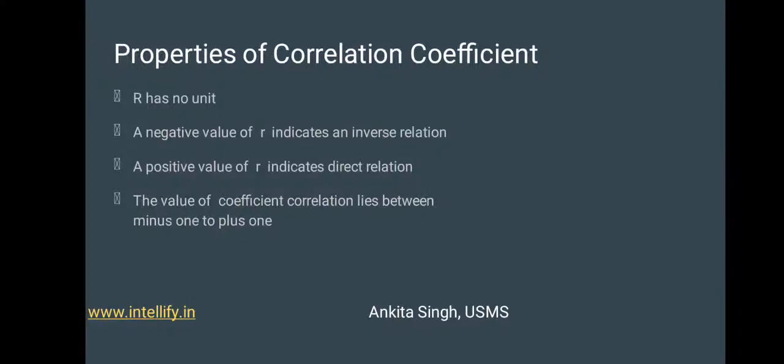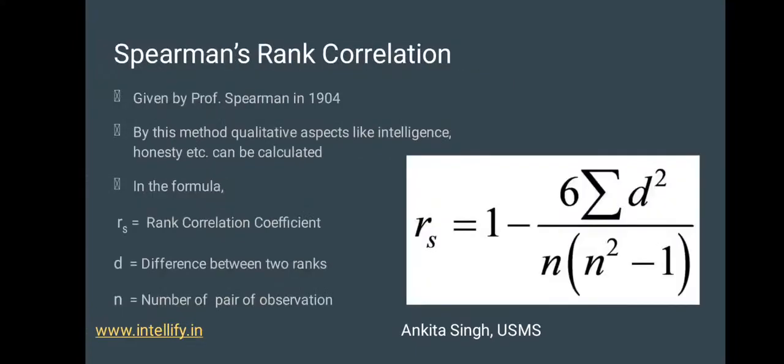Properties of the correlation coefficient. It has no unit. A negative value of r indicates an inverse relation. A positive value of r indicates a direct relation. The value of the correlation coefficient lies between -1 and +1.